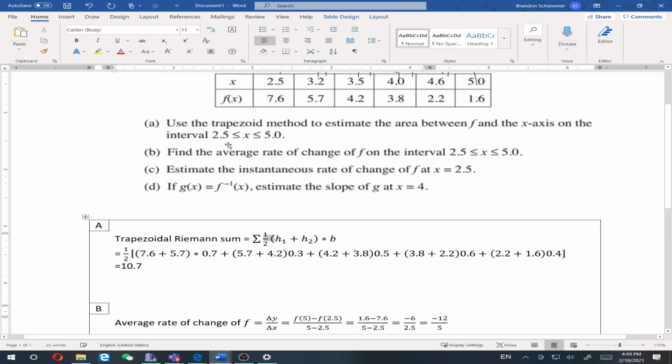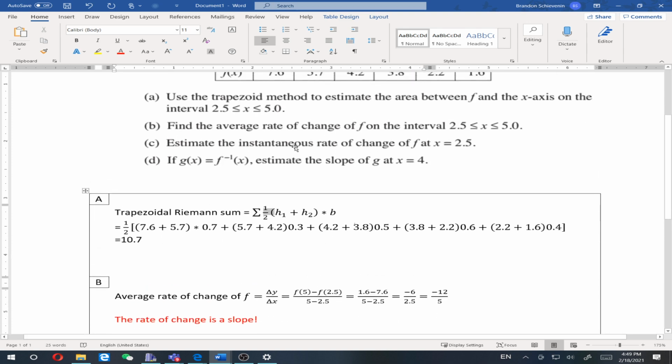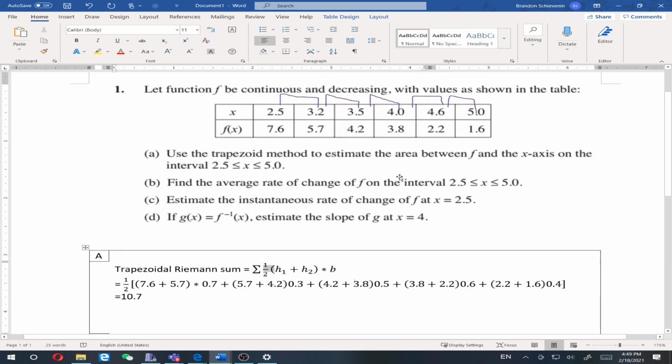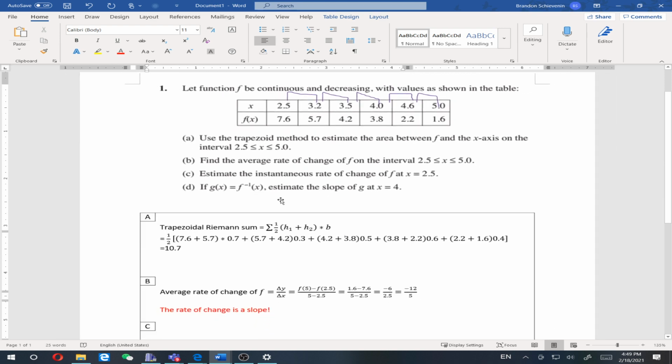Okay, so then over to C. If I want the instantaneous rate of change for f at x equals 2.5, I'm going to stick with Kyle for this one. This has been kind of a recurring issue for the last week or so. So if I want the instantaneous rate of change of f at 2.5, then what are we actually looking for? Ideally, instantaneous rate of change.